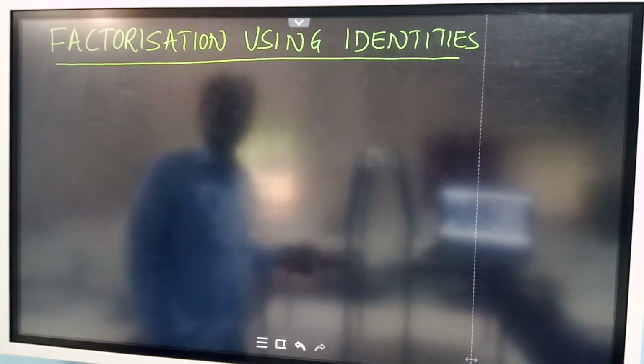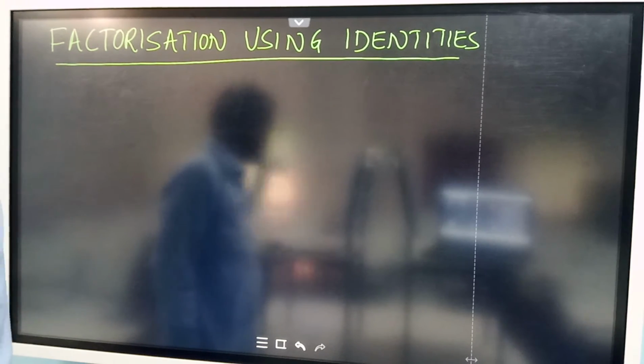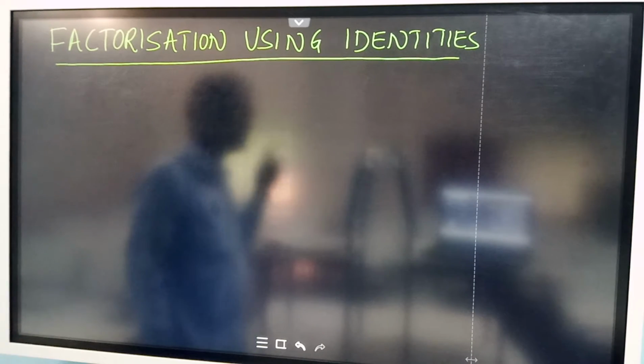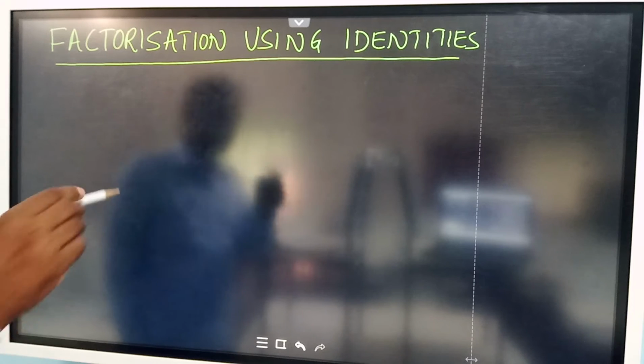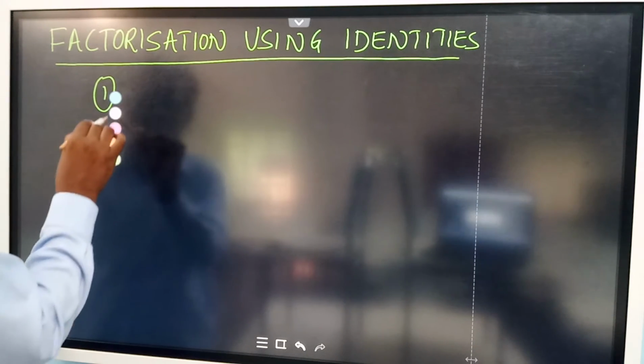In the previous class, we learned some of the problems related to factorization. That is exercise 14.1. Now let us learn factorization using identities. So we have learned in the lower classes some important identities. Let us recall that once again.